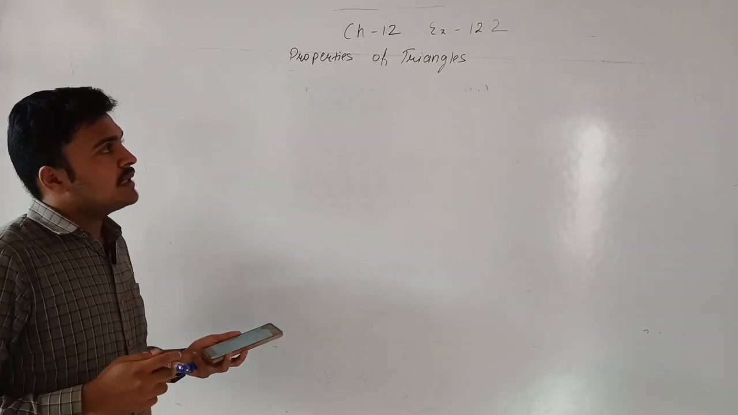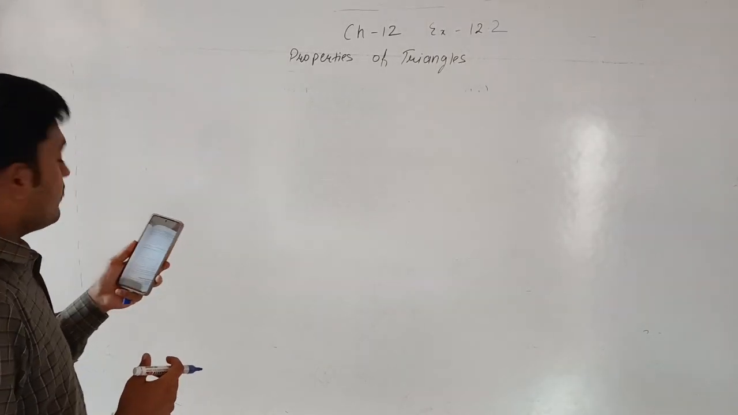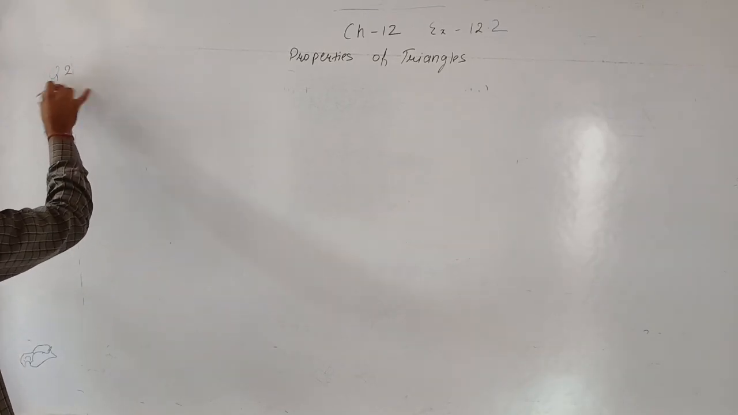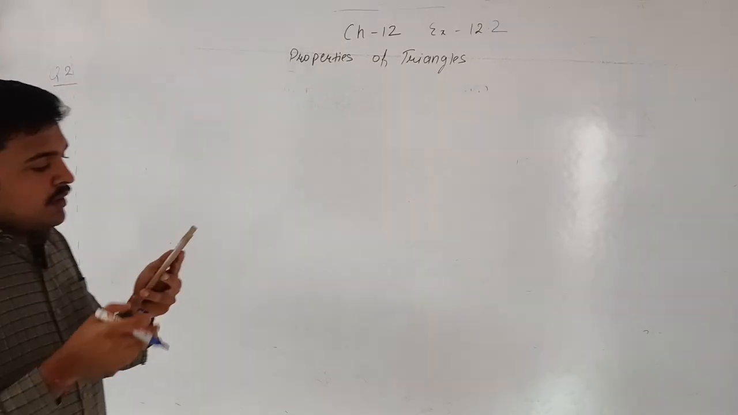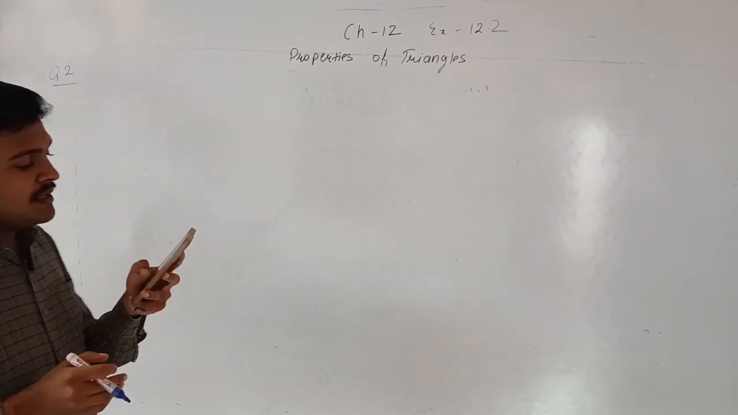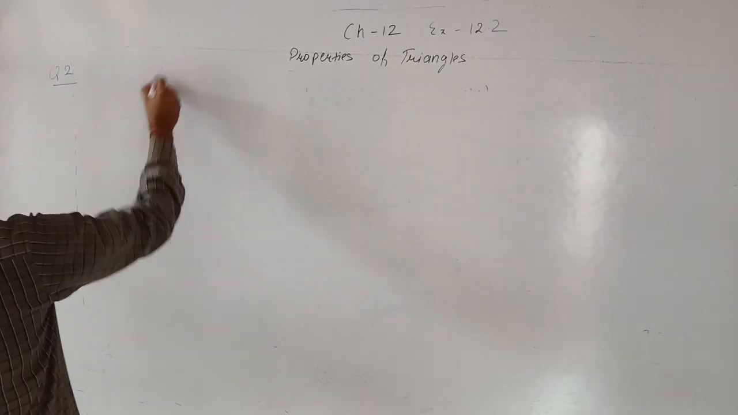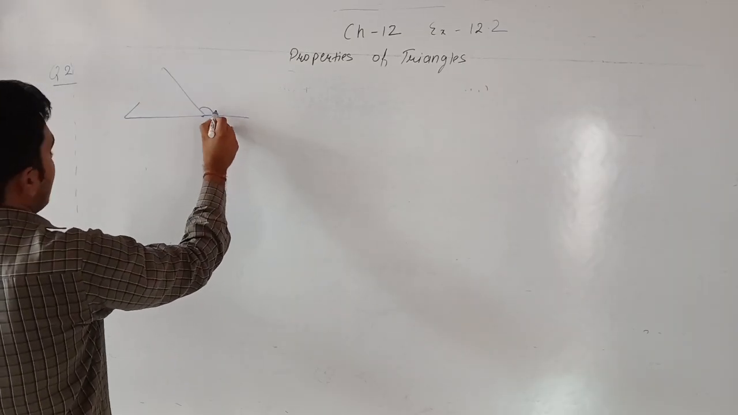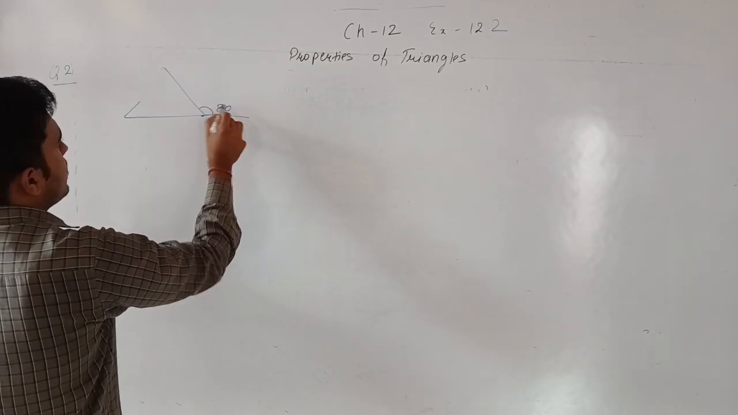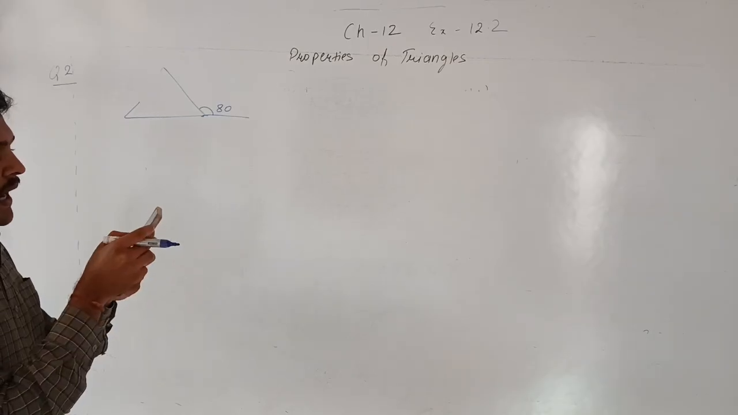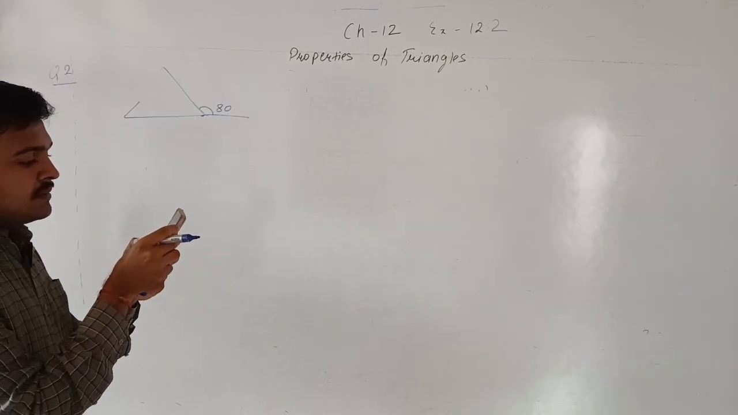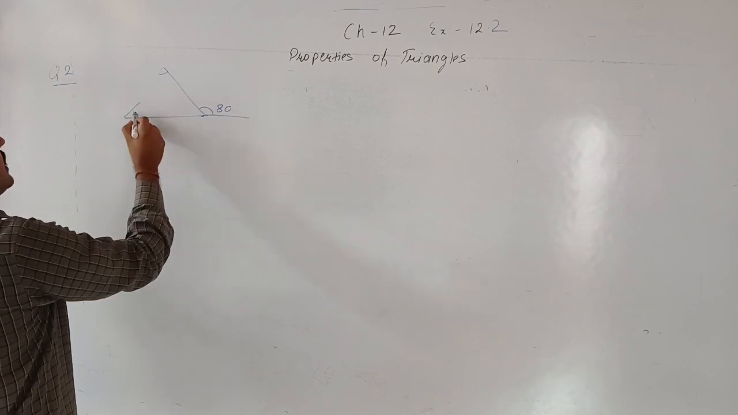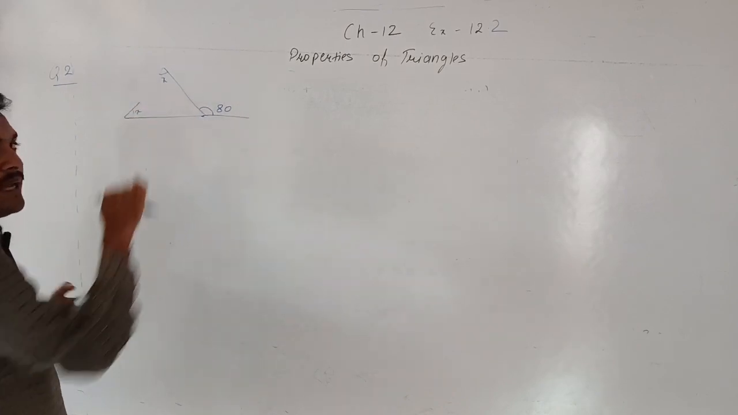So next we are going to do question number 2 of exercise 12.2. One of the exterior angles of a triangle is 80 and interior opposite angles are equal to each other. What is the measure of each of these equal angles? So exterior angle is equal to 80 and interior opposite angles are equal to each other. So let the interior opposite angles be equal to x.